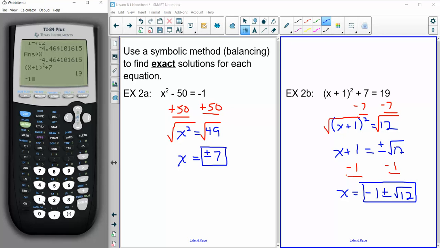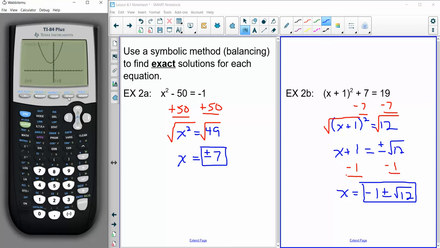And let's do that again. Negative 1 plus the square root of 12. Store that as x. And do it again here. X plus 1 squared plus 7. 19 again. If I go to the y equals function and I type in the original equation, x plus 1 squared plus 7. Actually, let's do that. I'll take my window up to 25 so that that 19 fits.